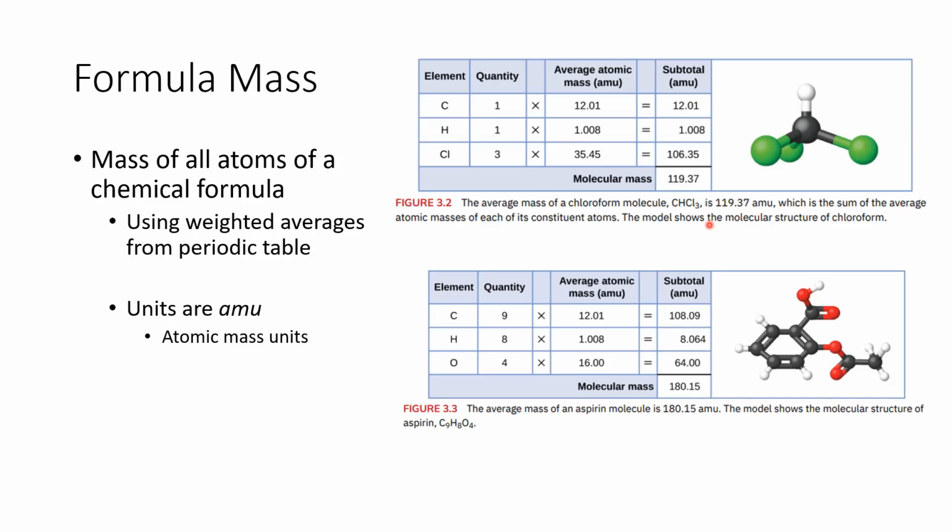So with the examples on the right here, the top one is chloroform. So 1 carbon, 1 hydrogen, 3 chlorine. You can see the formula right here. The bottom one being aspirin, so C9H8O4.